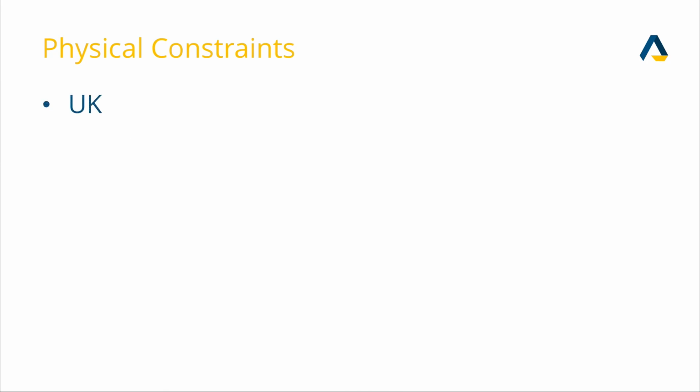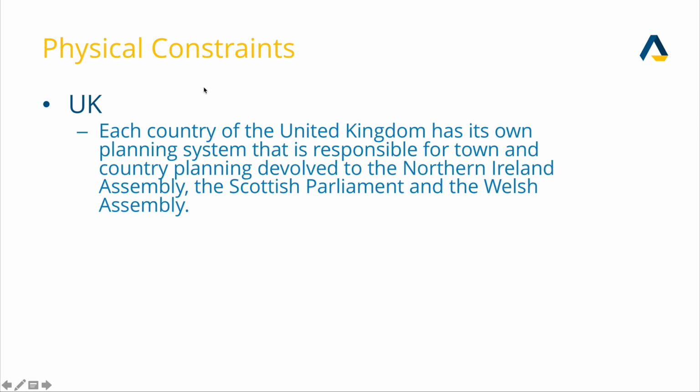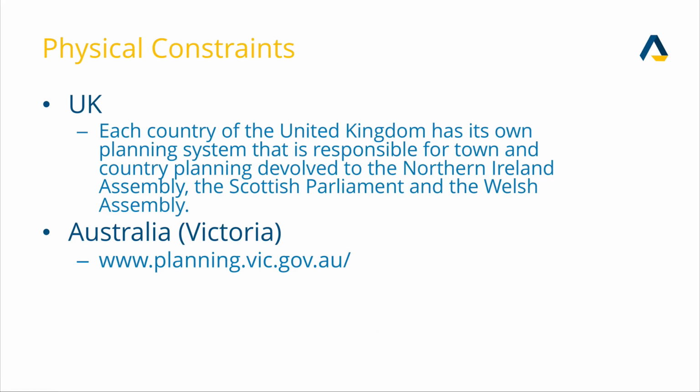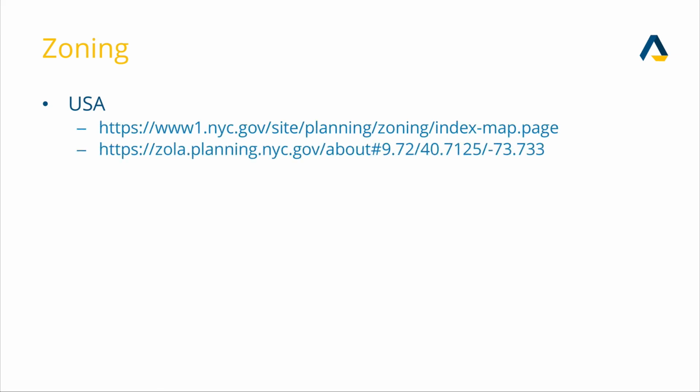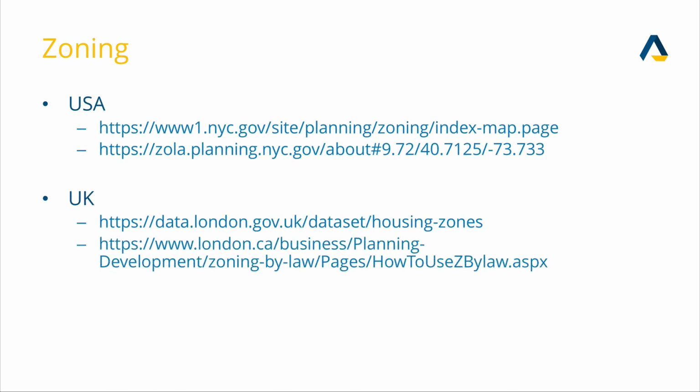When we start looking at it, say for example in the UK, each country in the United Kingdom has its own planning system that is responsible for town and country planning, devolved in the Northern Ireland Assembly, the Scottish Parliament, and the Welsh Assembly. Same in Australia. In Victoria, we've got a website called planning.vic.gov.au. In the US, for example, this is New York City, and if you wanted to look at these sites, I've actually got them open, and I'll show you. These are the sites, and if you are from the US or UK, you can have a look at them.